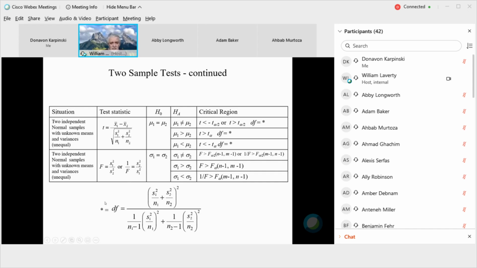This is the test for testing whether two variances are the same. You use either S1 squared over S2 squared. So rather than using a difference between the two variances to compare them, you use a ratio. It turns out that this is the best way. I could also use it the other way around. What happens is when I use S2 squared over S1 squared, the degrees of freedom in the numerator and denominator switch around.